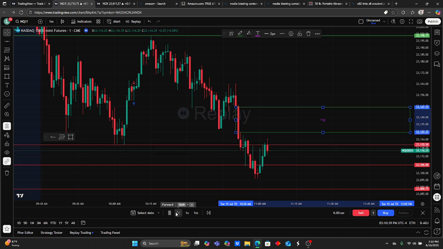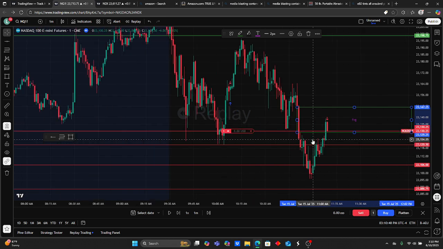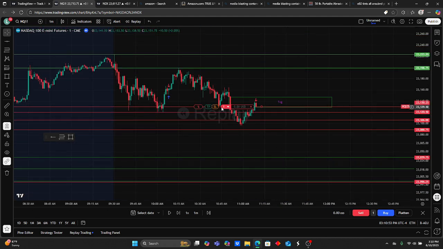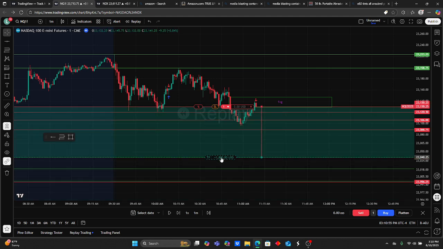No retracement there, no retracement there. Oh, there's our retracement right here. So this is where I'm going to enter. I'm going to sell down, and let's try to get into this fair value gap here.